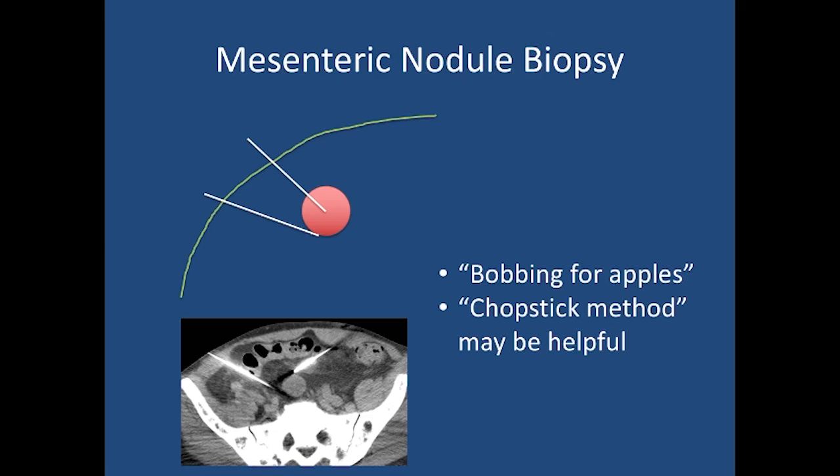Perhaps one of the most challenging biopsies are mesenteric lesion biopsies, and the reason for that is that they can be quite mobile. And so whenever one places or advances a needle into a mesenteric nodule or node, the node or nodule may move away, and it becomes similar to bobbing for apples. In some instances, the chopstick method may be helpful, in which one needle is placed alongside one aspect of the node or nodule, and then the biopsy needle is placed on the other side, with the first needle being used to keep the node or nodule in place.